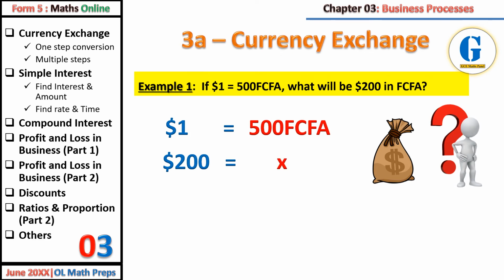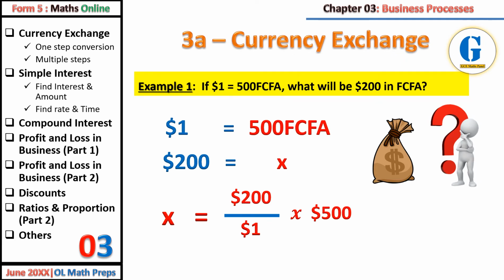Note, when working with this, all the dollars must be on one side. If the dollars are on the left hand side, they should remain on the left hand side. If you put them on the right hand side, they should remain on the right hand side. And secondly, it will be good for the unknown, that is the x, to be on the right hand side. From here, we can obtain the value of x by cross multiplying, and x will be equal to $200 divided by $1 times 500 FCFA, or you can say $200 times 500 FCFA divided by $1, and that will give us 100,000 FCFA.